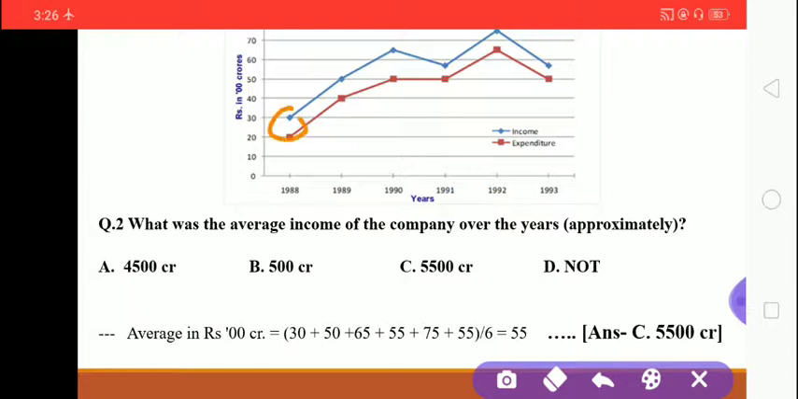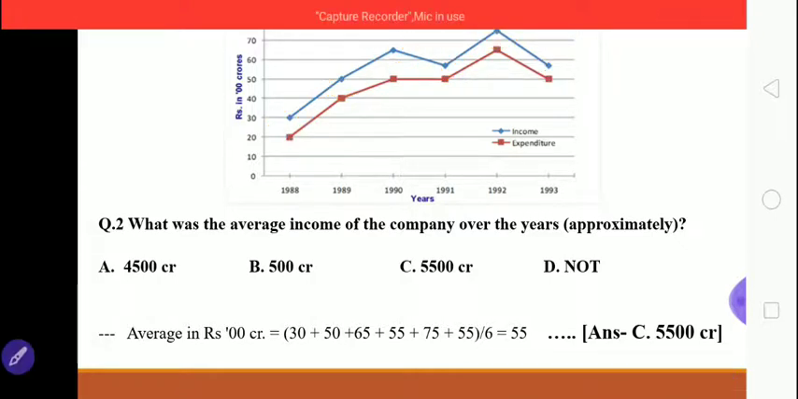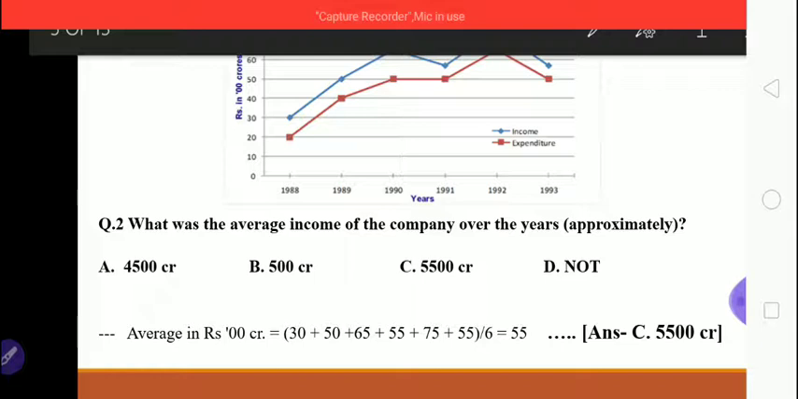This is a 30 value plus this is 50, this is 65, this we will take as 55, this is 75, and this is nearly 45. So just take the average of income, all the additions divided by 6, and you will get the average. Here it is 55, and that 55 is given in hundreds of crores, that's why it is 5500 crores. So option C will be correct for this question.